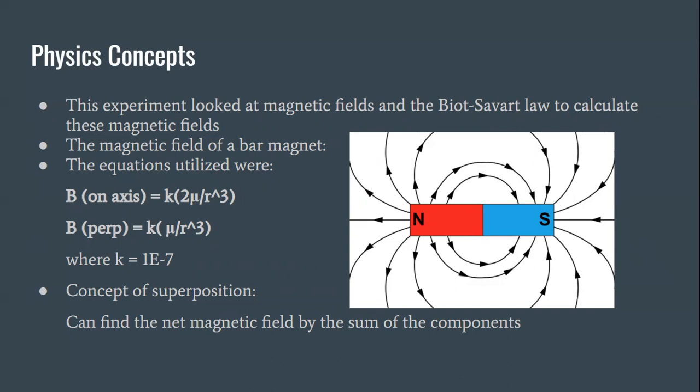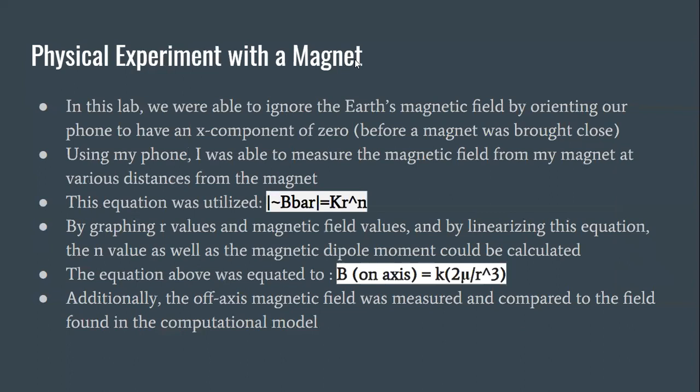Then you have your magnetic dipole moment, mu, up in the front here. The K value is just a constant, 1 times 10 to the -7. Also the concept of superposition, where we can find the net magnetic field from something by the sum of the components. In the actual physical experiment, we were able to ignore the Earth's magnetic field by orienting our phone a certain way in order for the X component to be 0.